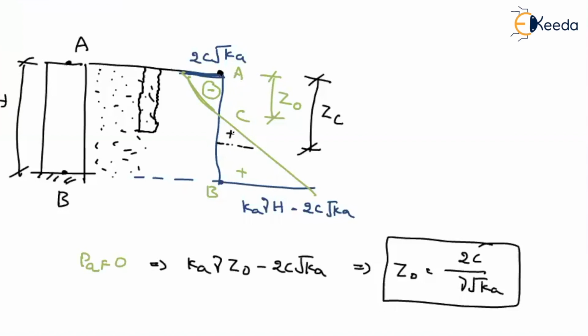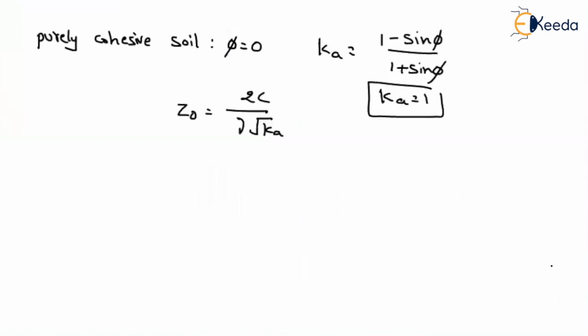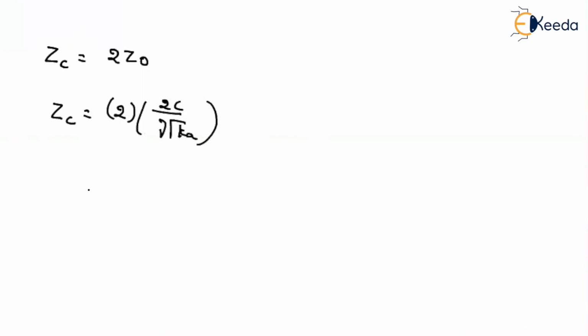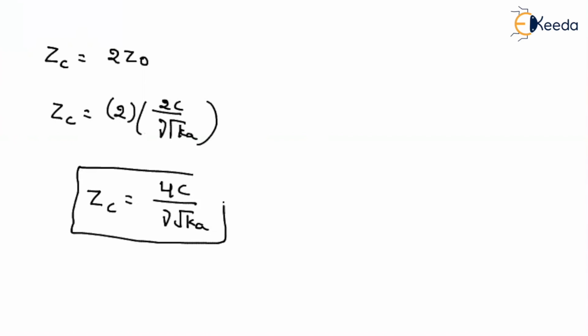From here to here it is Z0. So obviously that should be a positive Z value. If you solve this equation, you will get the critical height, which is nothing but 2 times the Z0. That means ZC will be equal to 2 into whatever the Z0 value, 2C divided by gamma into root Ka. Then if you simplify this, the critical height will be equal to 4 into C divided by gamma into root Ka. So this equation is for C-phi soils.